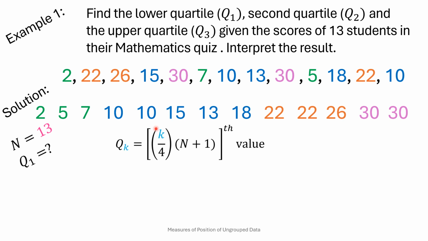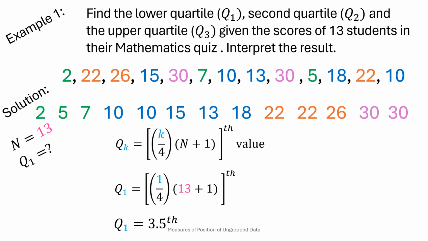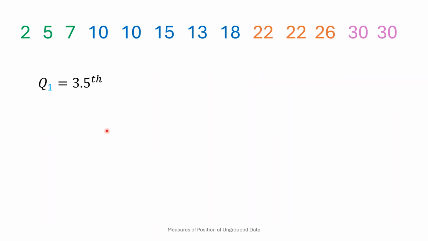First, let us find the lower quartile, Q1. Using the formula for quartile, then substitute the given. k is 1 because we're looking for the lower quartile, and n is 13. Therefore, the position of the lower quartile is at the 3.5 value. Since it's the 3.5 value, this means that the value of the quartile 1 or the lower quartile is between the third and the fourth value.